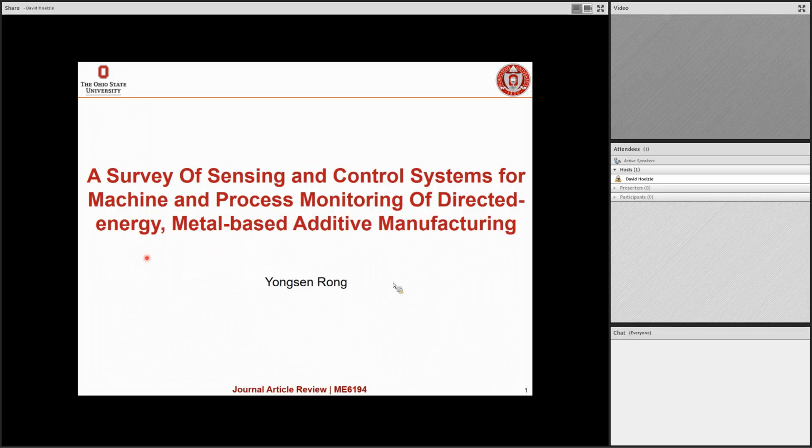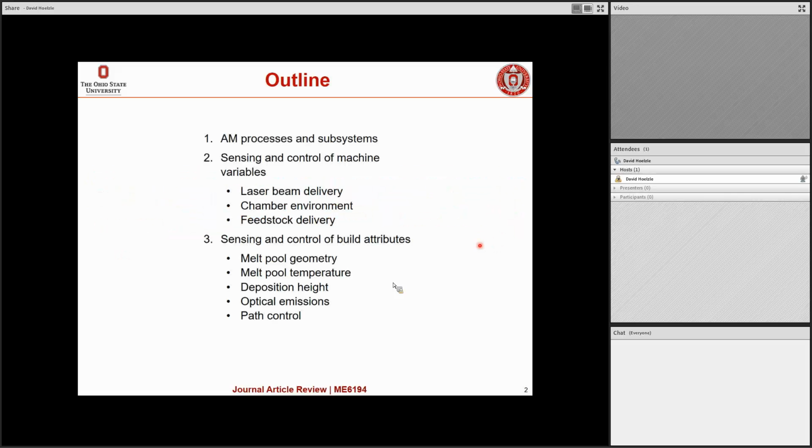Good morning, everyone. Today I will review this article, a survey of the sensing and control systems for machine and process monitoring of the directed energy and metal-based additive manufacturing. So this is the outline. We have the 3 chapters.